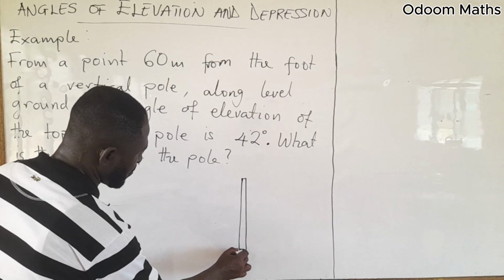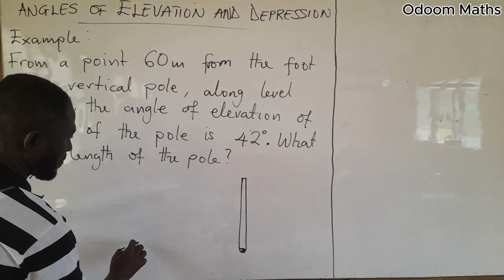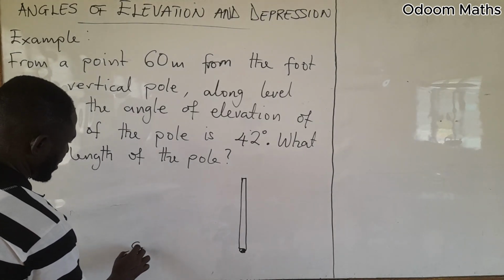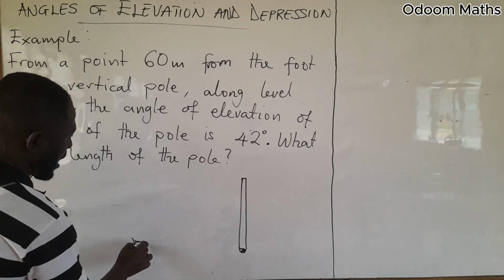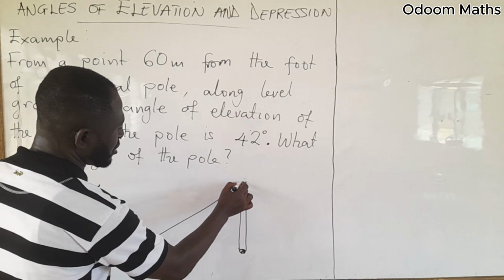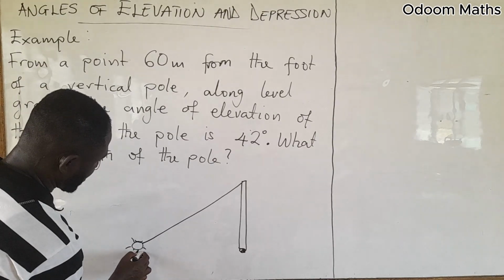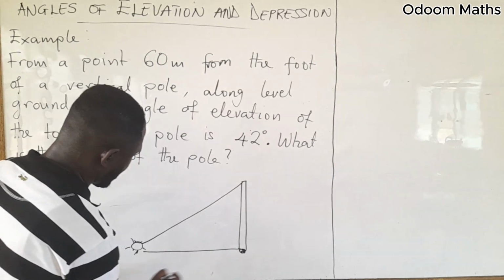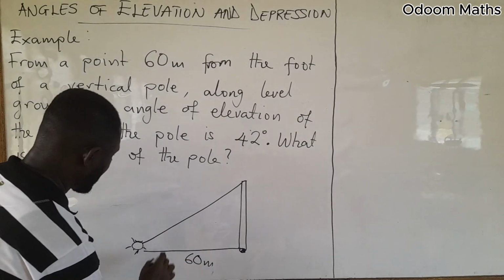So this is the foot of the pole, and somebody is also standing here. This is the eye of the person. Let me draw a line from this point to join the top of the pole. The distance from the person to the foot of the pole is 60 meters.